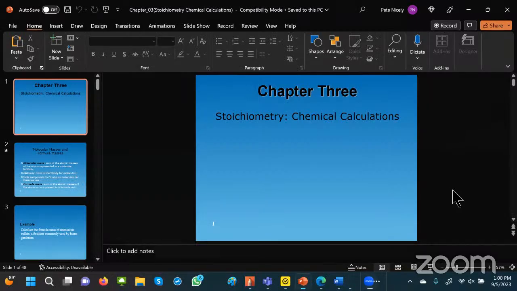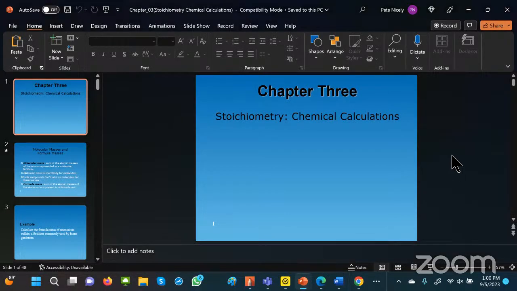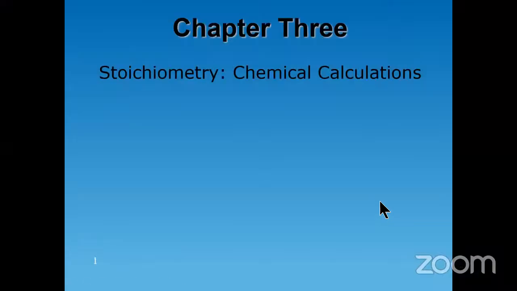Okay, let me get started with chapter 3. Okay, so in chapter 3, we'll be dealing with, as mentioned before, stoichiometry. And stoichiometry is basically that area in chemistry which deals with the quantitative relationships between substances involved in a chemical reaction as products or reactants.